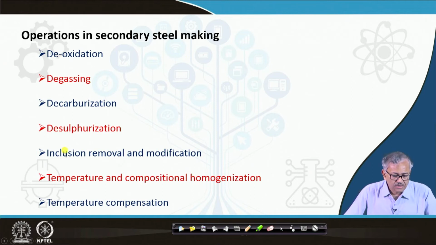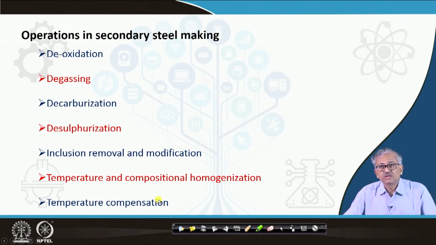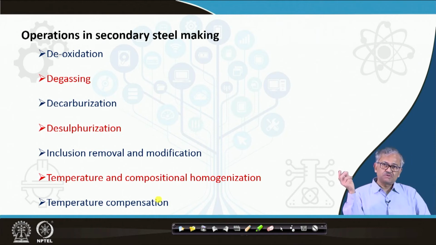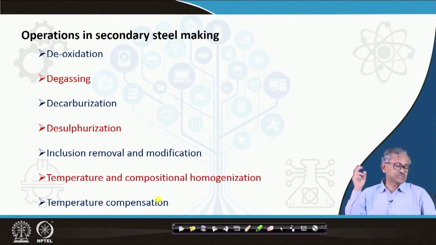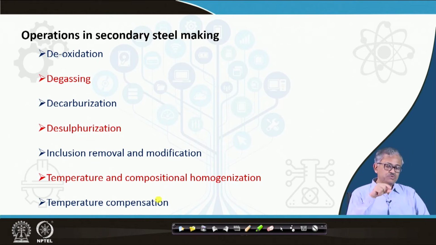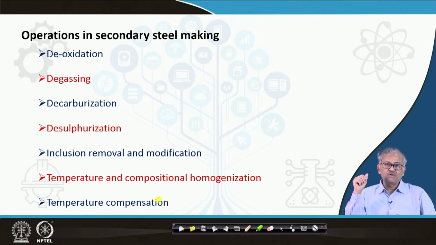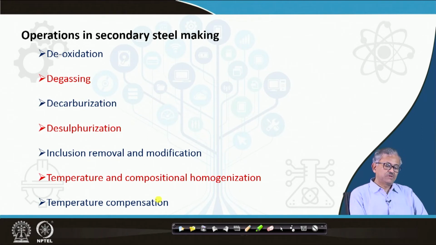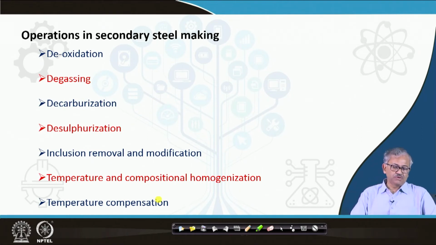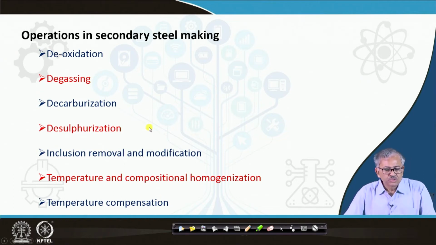Now, temperature compensation also, because when the ladle is in transit, it is losing a lot of heat, and the continuous caster requires a certain amount of superheat. So you have to maintain that superheat. Some temperature compensation may be required, and you can do that by arcing in the ladle furnace, or sometimes by what is called chemical heating, by addition of aluminum, but that is not a very good approach because it introduces inclusions. So arcing is there in the ladle furnace, you can do the arc and compensate the temperature. Those are the facilities that are available in secondary steelmaking.